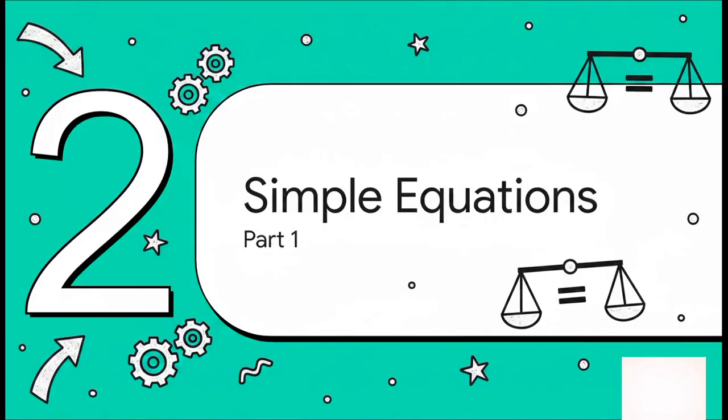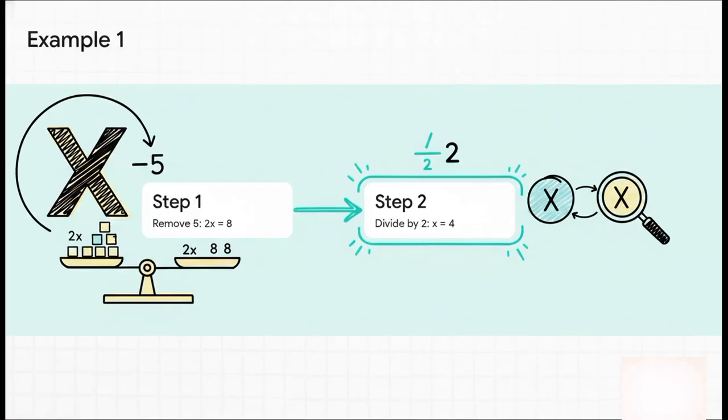Moving right along to Section 2, Level 1, Simple Equations. Let's bring back our hook question. 2x plus 5 equals 13. How do we actually solve this using our shiny new rule? Well, the goal is always to get x completely by itself. So step 1, we need to undo that plus 5. And how do we undo addition? We subtract. So we subtract 5 from the left side, leaving just 2x.